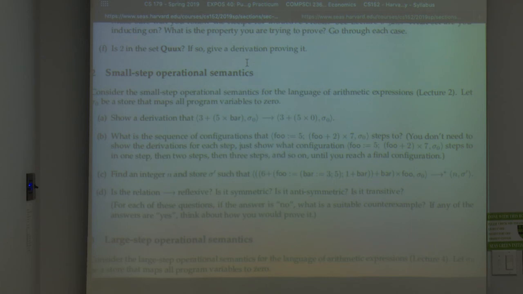Okay, and part D. Is the small step relation reflexive? Is it symmetric? Is it anti-symmetric? Is it transitive? What would be your first guess? I'm not really familiar with most of these terms. Try to define them. Except for transitive, I think I know what transitive is.